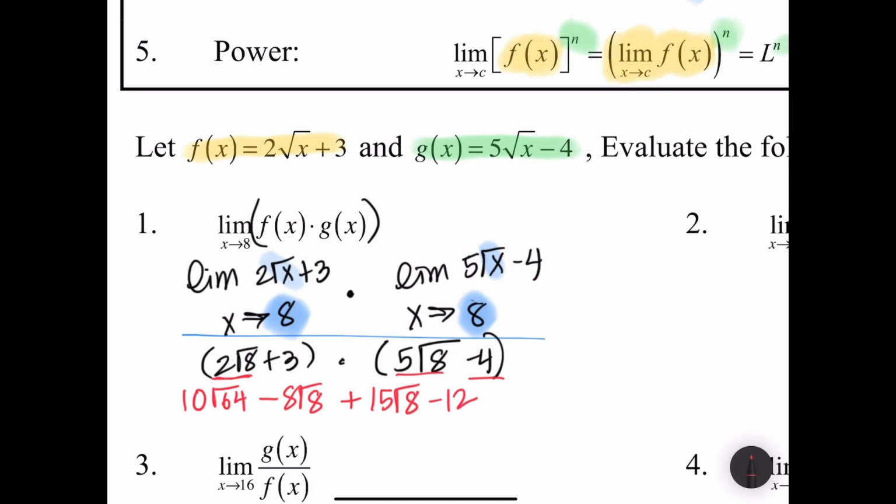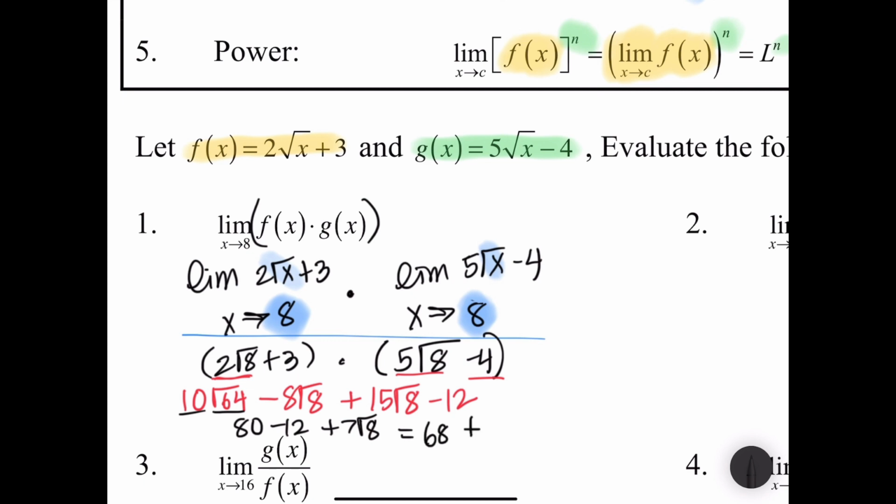Okay, so I'm going to go ahead and simplify a little bit. I know that the square root of 64 is 8. And so 10 times 8 is 80 minus 12. And then negative 8 radical 8 and positive 15 radical 8 are going to give me 7 radical 8. And I can combine 80 minus 12 is going to give me 68.